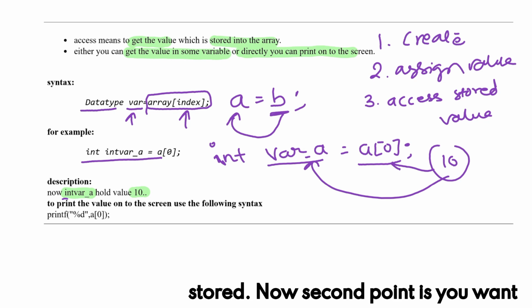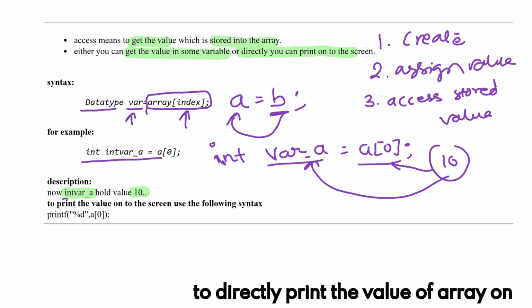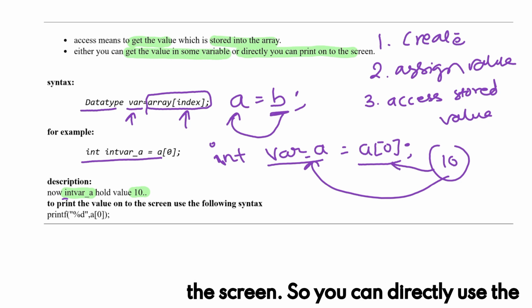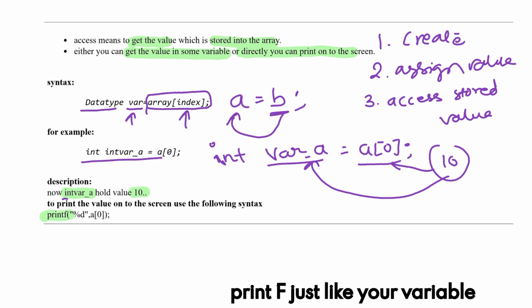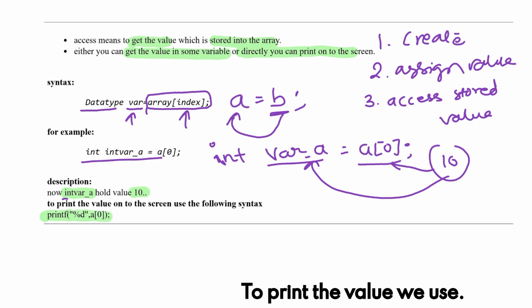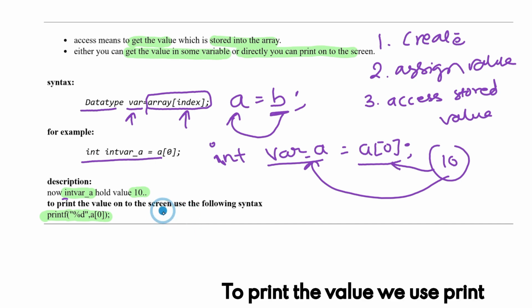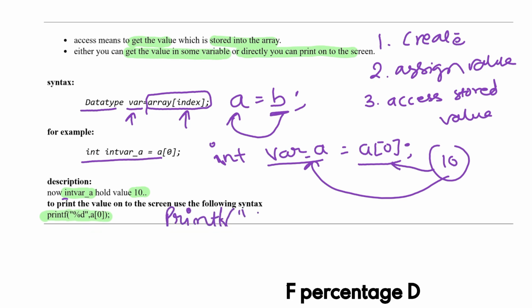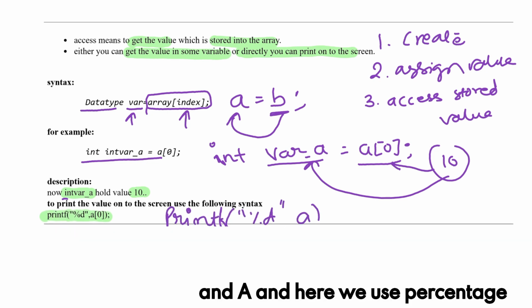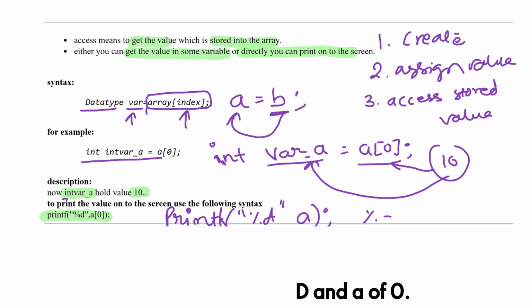Now the second point is if you want to directly print the value of the array on the screen, you can directly use printf, just like with a variable: percentage %d and a[0] to print the value. We use printf with %d and the array element a[0].